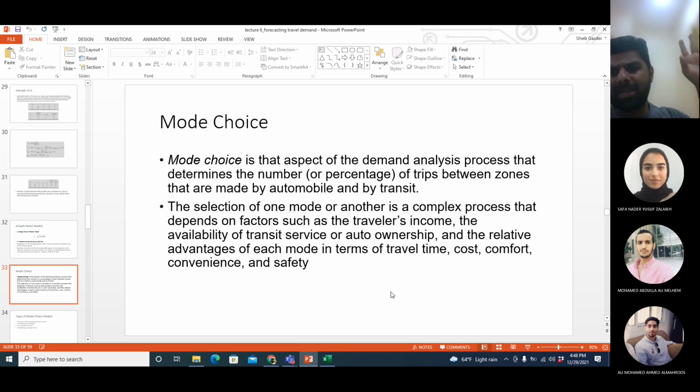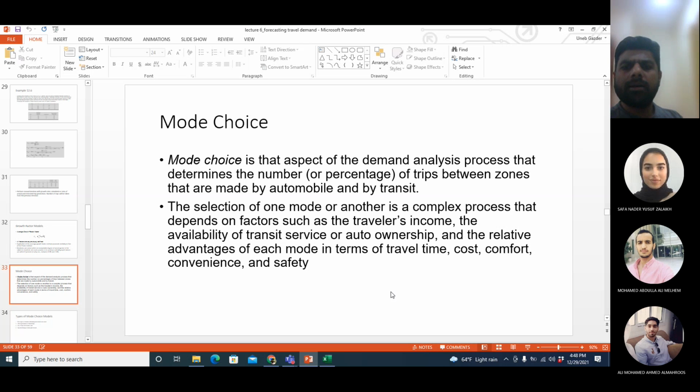So if you have a choice, let's say car and taxi, same thing, same procedure, only the choice is changing. The name is changing, but the procedure will remain the same. So in mode choice, basically you're trying to find out of the total numbers between a pair of zones, how many will go by car and how many go by public transport or any other choice.